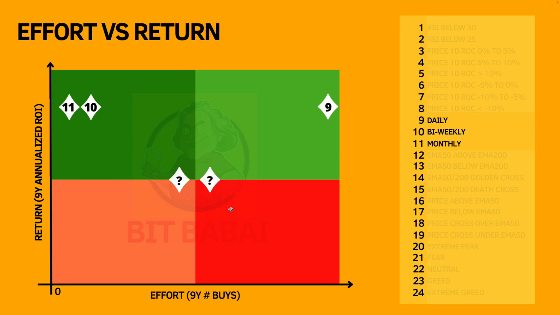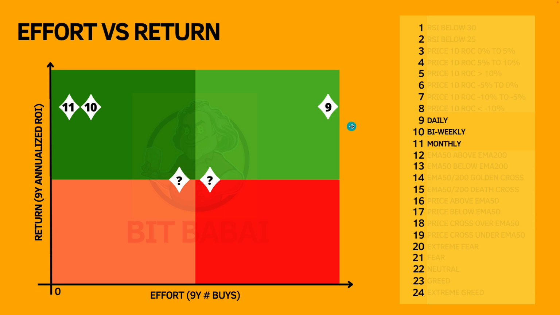Hey, welcome all. In this video, you'll see two more DCA strategies and their ROI for 9 years. Like I did before, I'll plot these two strategies in this matrix. If you haven't watched my first video where I covered these three strategies, I have the link on the top right.